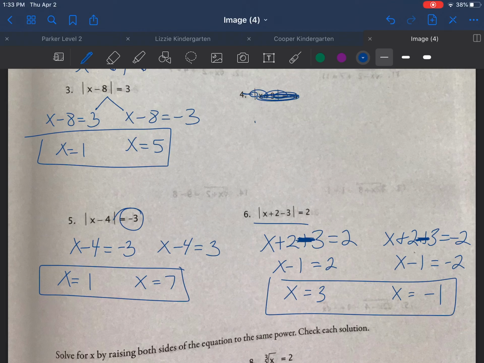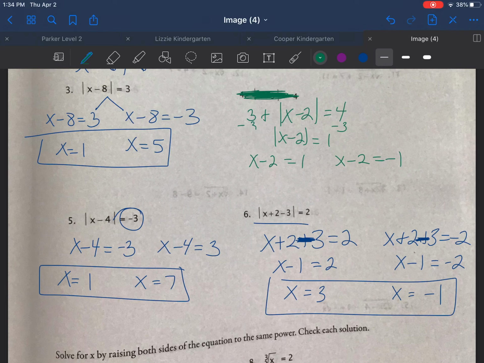You've got 3 plus, so I'm just showing you, I can do this in a different color. Let's pretend like this isn't here. So on 28D, you've got a problem that looks like this: 3 plus the absolute value of x minus 2 equals 4. Before you can set it equal to the positive and the negative version, you have to isolate the absolute value bar. So you'd subtract the 3 first. So you get the absolute value of x minus 2 equals 1. Then you'll say x minus 2 equals 1, x minus 2 equals negative 1, and solve from there.